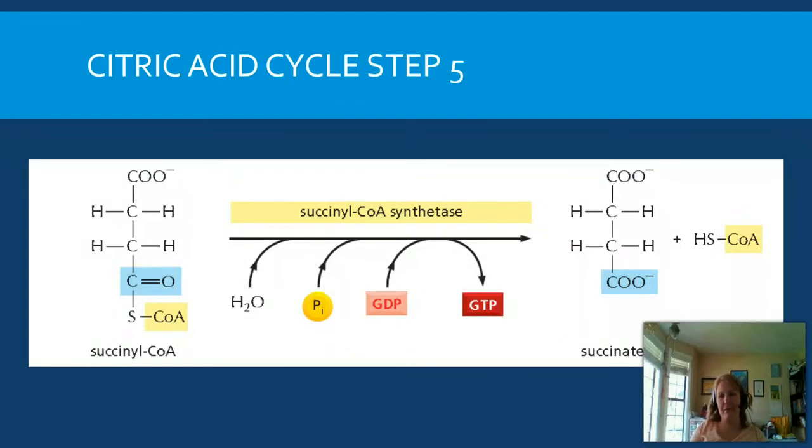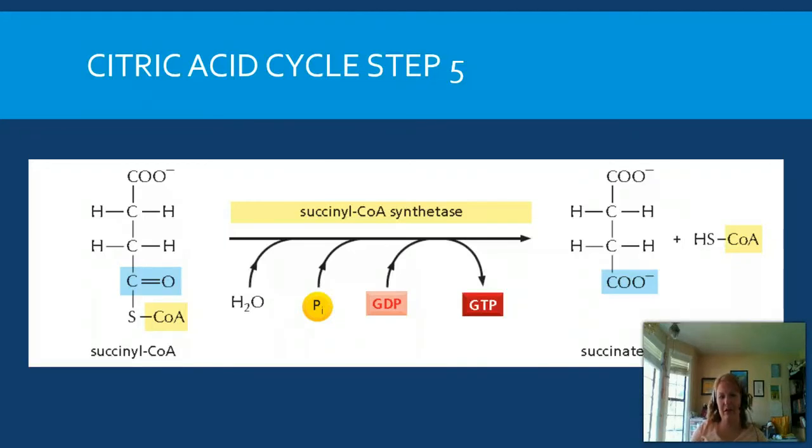In step 5, we have a whole lot of stuff going on here. This is a big step. As you can see, the acetyl-CoA is still there, but the acetyl-CoA is going to now be removed from this process. This is when we generate some energy, and in this case it's going to be GTP. Now we don't talk about GTP too often, but it's a very similar molecule to ATP, just instead of an adenine, it's a guanine.